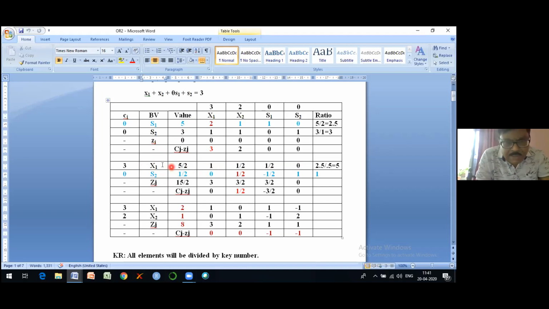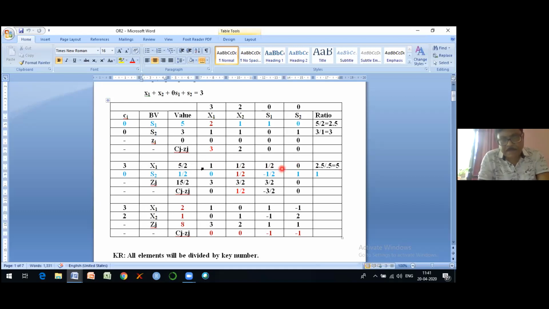And you will notice that the value of x1 is 3 and the value of s2 is 0. From where we have got this? From here. The x1 value is 3. Now we have written 3. And s2 value is 0. Therefore, we have written 0. Right. Now the question is how these values have come.